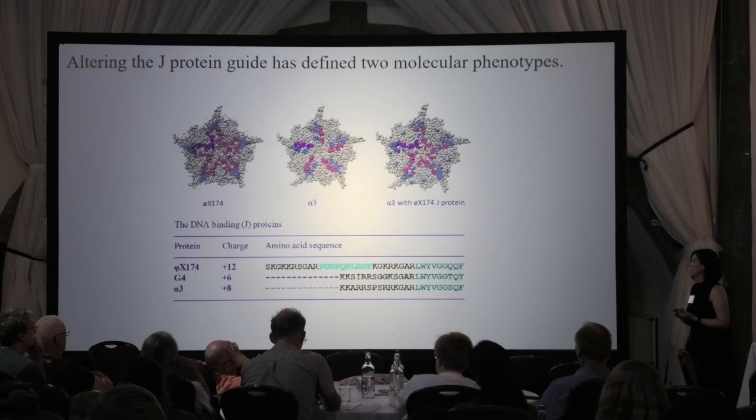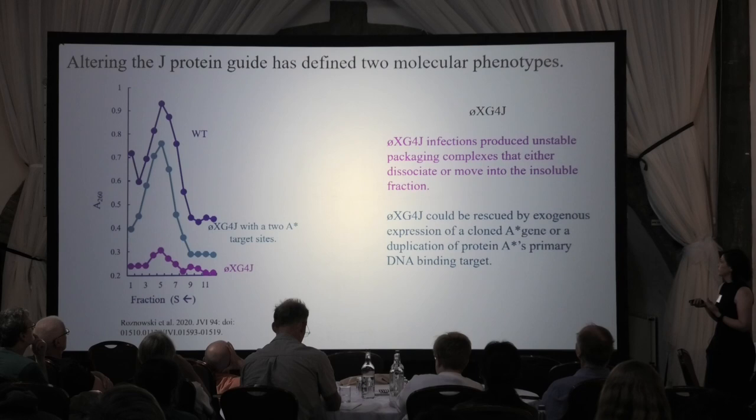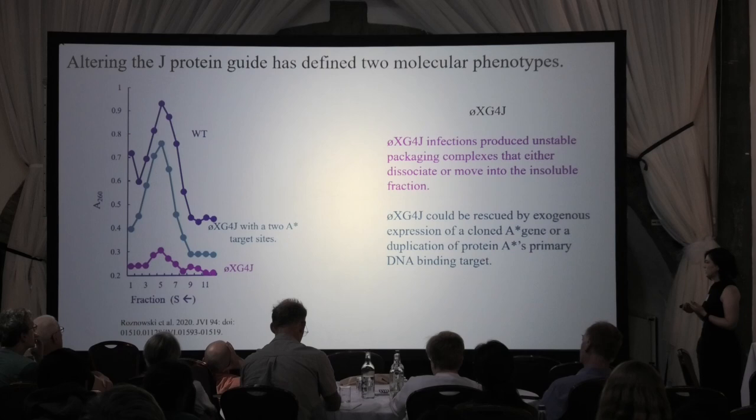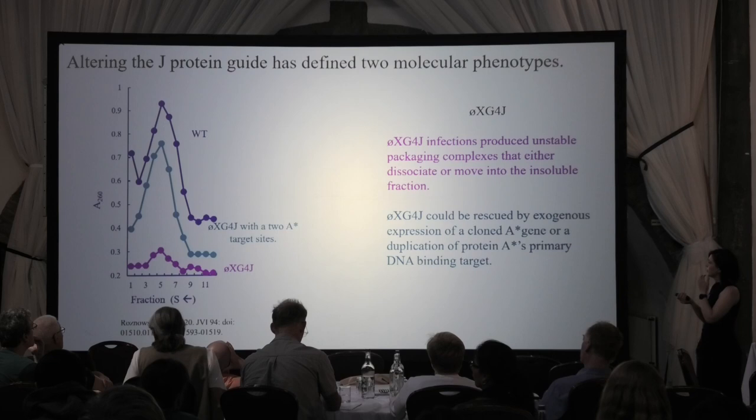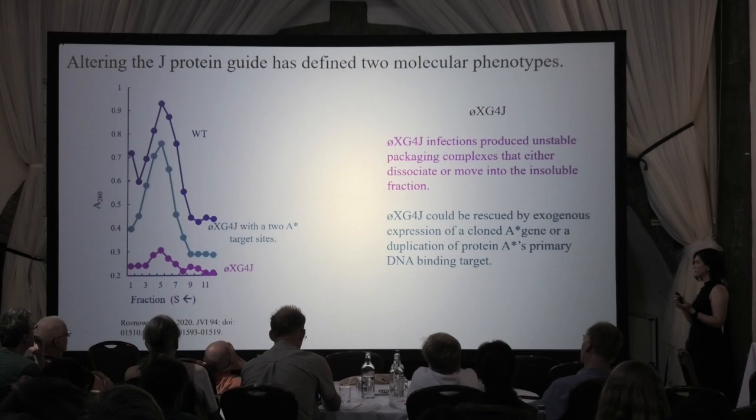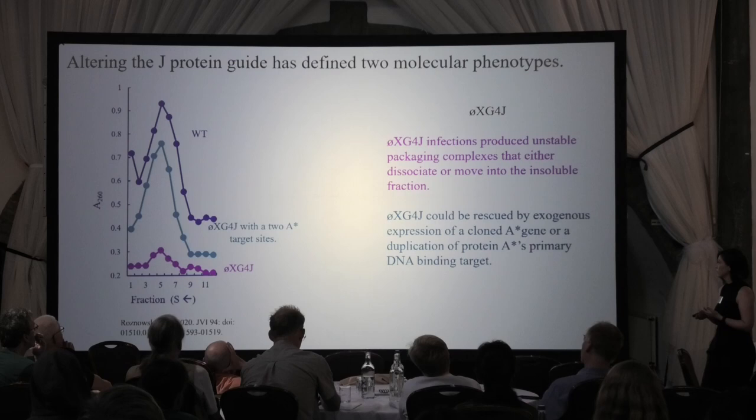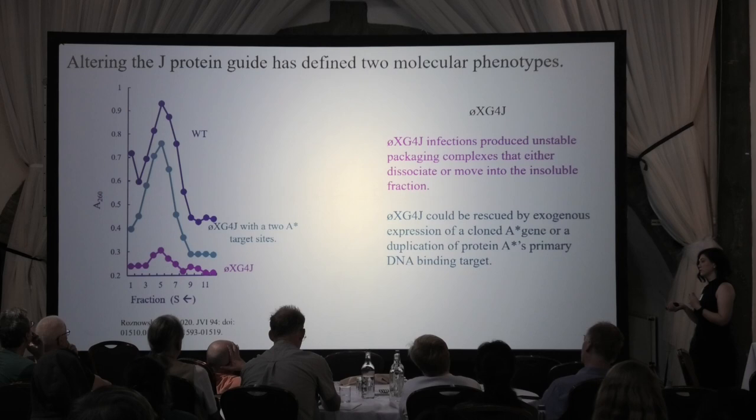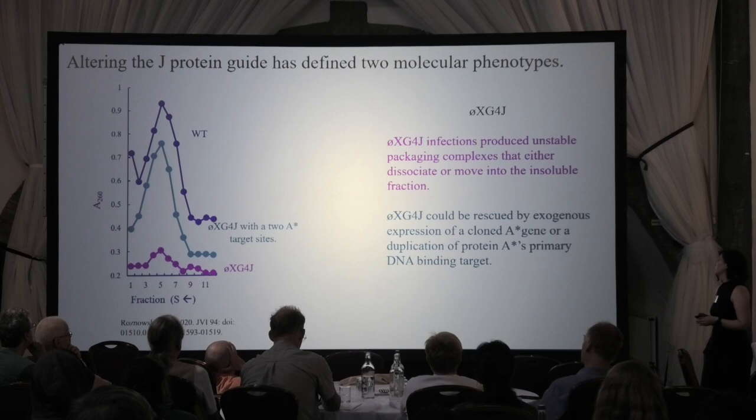And so I'm going to start with talking about Phage G4J, which Bentley talked about earlier. And so we can see that in this sedimentation profile, that PhyX-G4J produces a small virion peak, indicating some viral production is occurring, but not quite as much as wild type. And they found that these complexes are forming empty capsids, and as they're being packaged, they're either dissociating or the entire complex is becoming insoluble. And that these were actually rescued by either of those two mechanisms of A*STAR, by either duplicating those primary target sites or by exogenously expressing A*STAR.